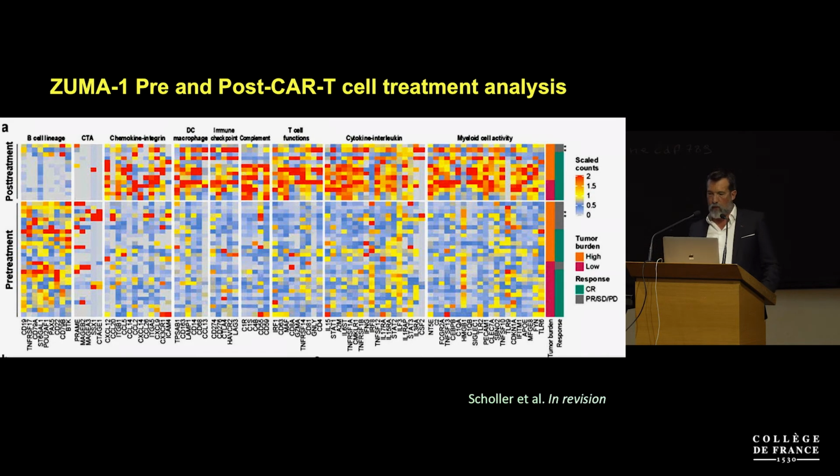you can see here the impact of CAR T-cells on the immune microenvironment, and this is actually impacting many aspects of the immune microenvironment. It is also impacting the immune microenvironment differently depending on whether the patient has a complete response or does not have a complete response.